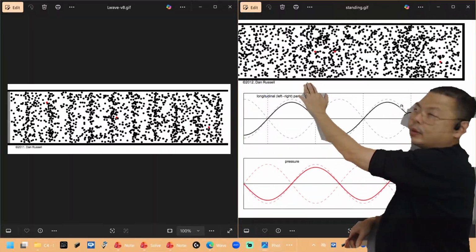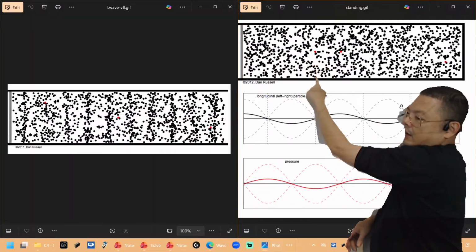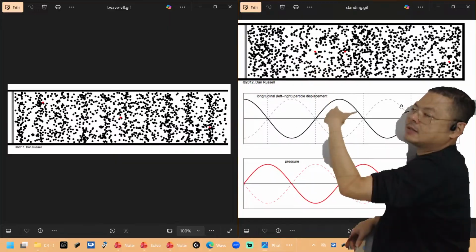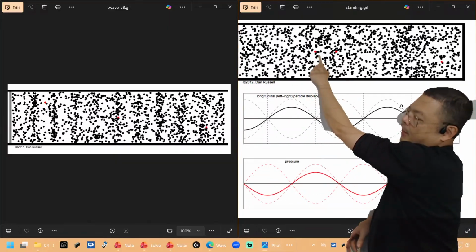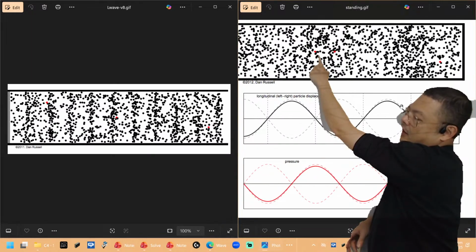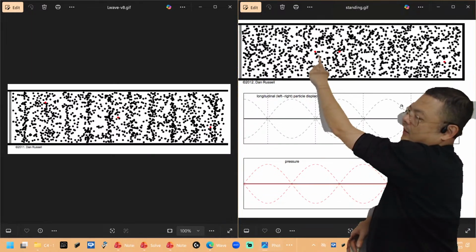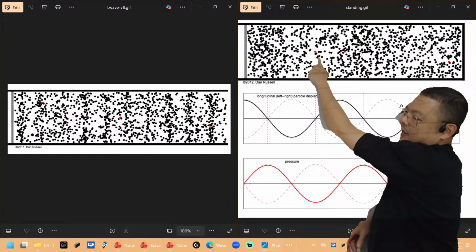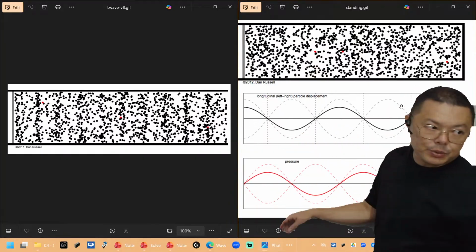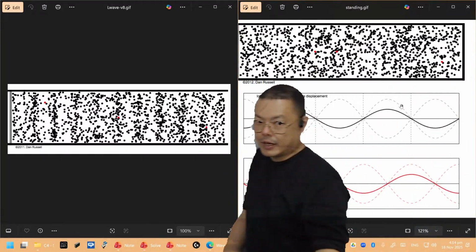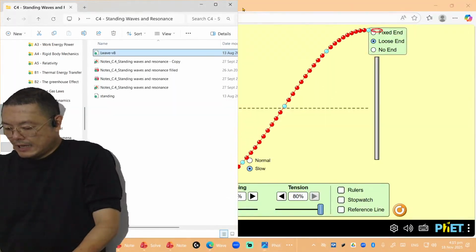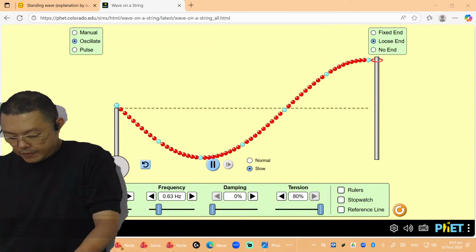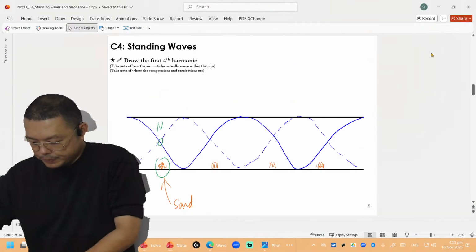The compressions always happen at the nodes. Look at that. This is the node, the compression. But it happens half a period each time. So half a period is a compression, then the next half rarefaction. Compression, rarefaction. So that's the big difference between the two. Okay, you understand that? That's the one key thing of difference about the two.